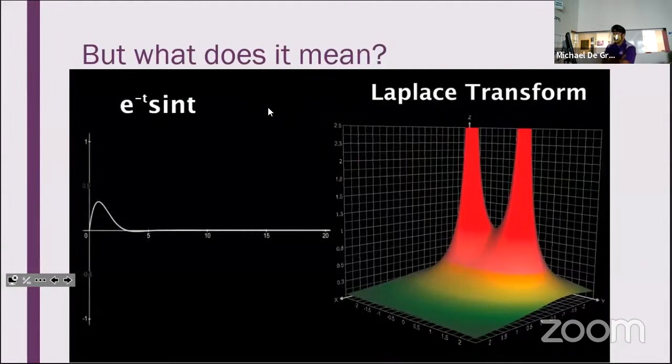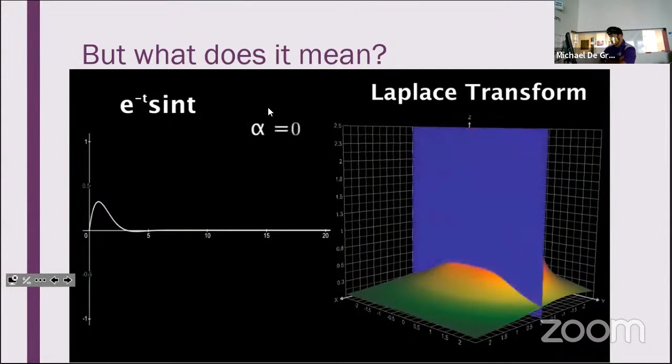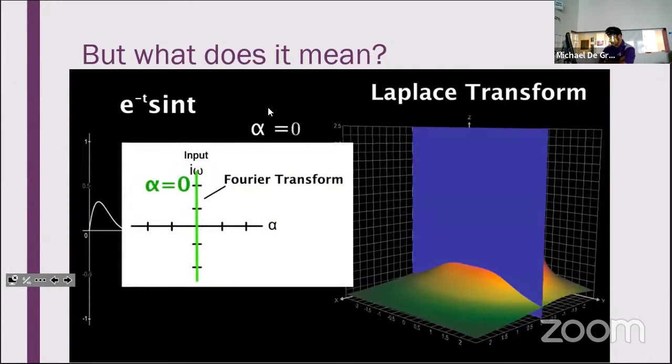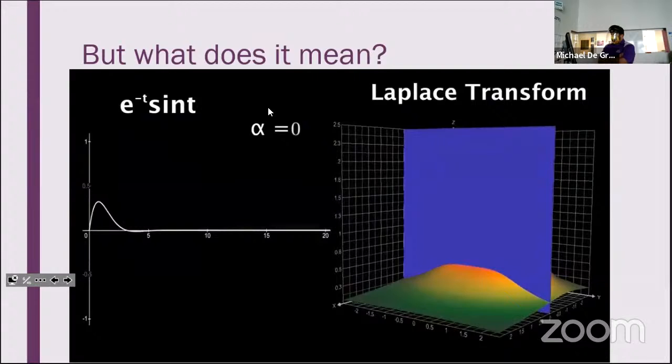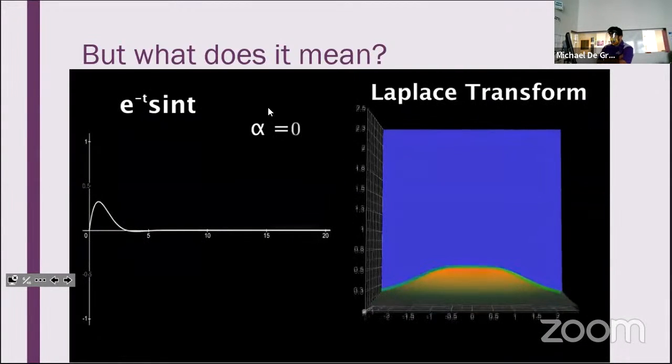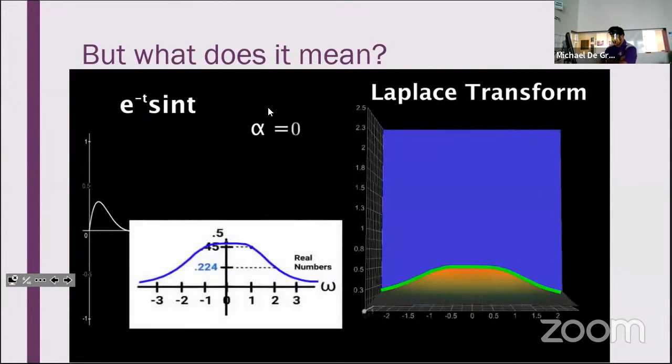The thing is, this doesn't tell us much just by looking at it. So what I'm going to do is graph the equation alpha or x equals 0. That'll give us a plane as shown. Because remember, from before, the alpha equals 0 line actually yields the Fourier transform of the original function, which we can see with the intersecting curve. This is what I meant by the Fourier transform is a slice of the Laplace transform.